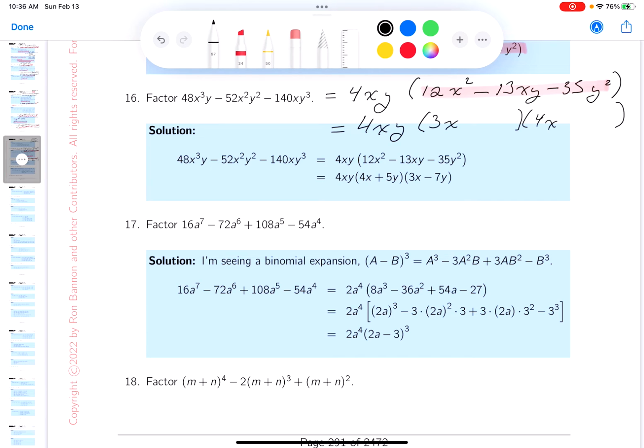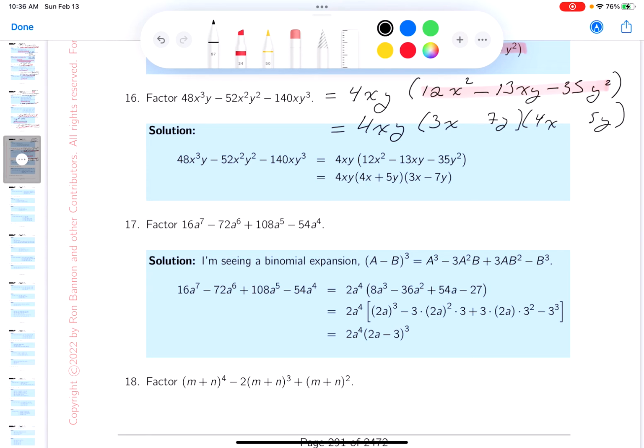And then I'm looking at the 35. It does kind of limit choices, but I would definitely not choose 35 and 1 as an initial guess. I choose something smaller like 7 and 5. So let's take a look at it. I'm going to try the 7y and 5y over here.